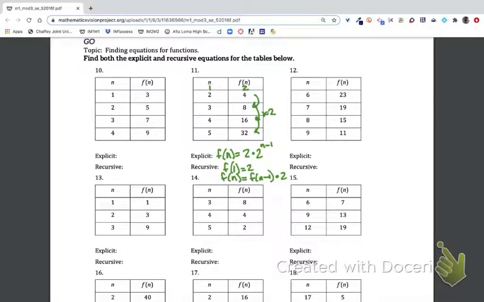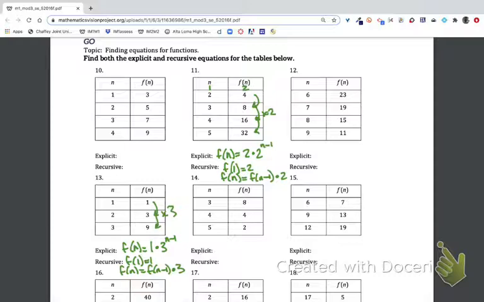For number 13, f of n equals f of 1 times your constant ratio to the power of n minus 1. For your recursive, define your first term, and then take your previous term and multiply it by 3.